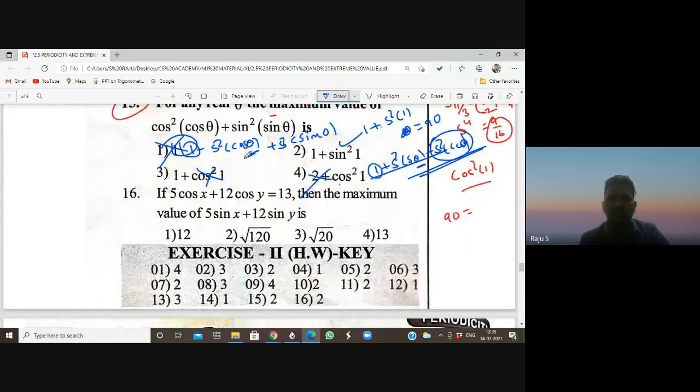So see question number 16. This is directly in standard form: a cos x plus b sin x minus 13 is equal to 0. So what is a value? A value is 5, b value is 12. What is c value? Minus 13. Am I right? Then the maximum value of this.